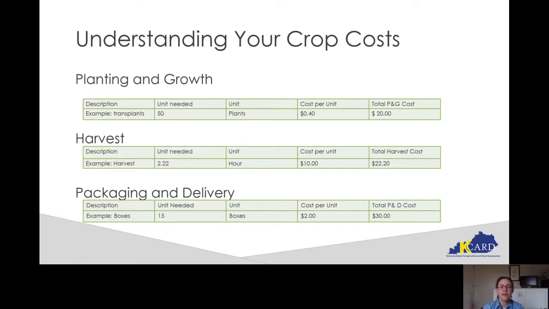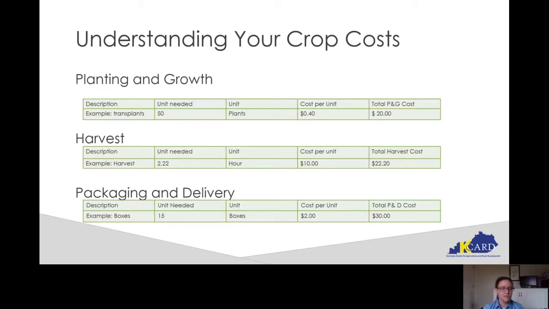But for example, you need transplants for your tomatoes. We're going to pretend we're growing tomatoes right now. You know that you need 50 tomato transplants. They cost you 40 cents each, so your planting and growth cost is $20. Now there may be other things such as fertilizer, drip tape, something else that has to be done every year if you're not able to reuse your drip tape.